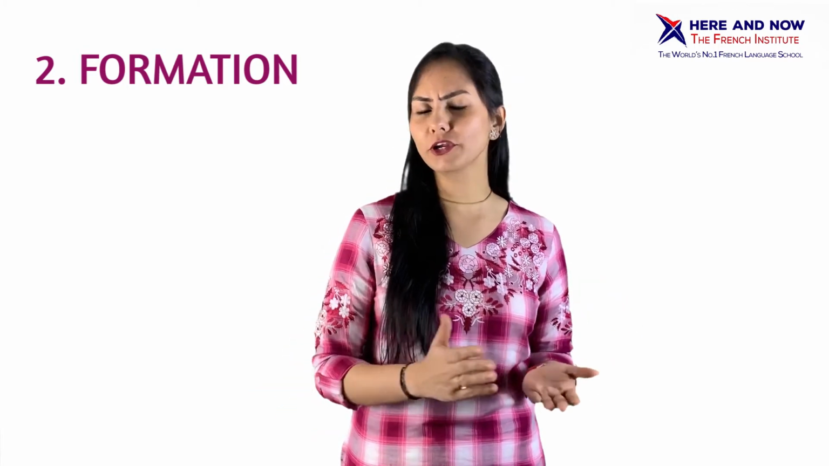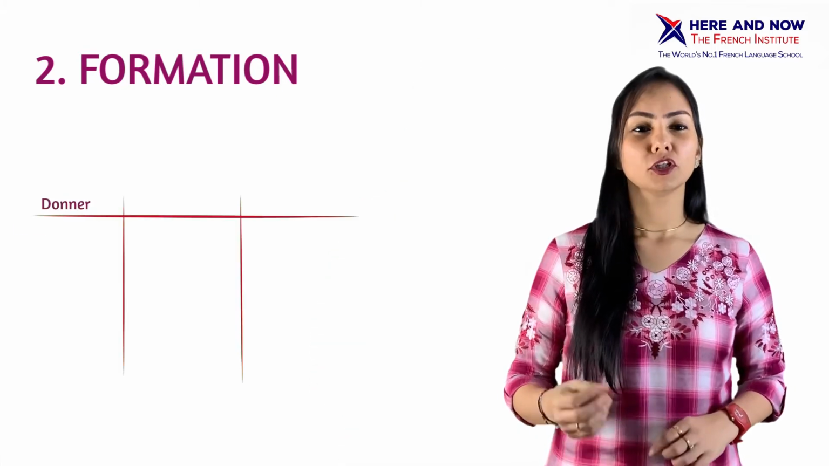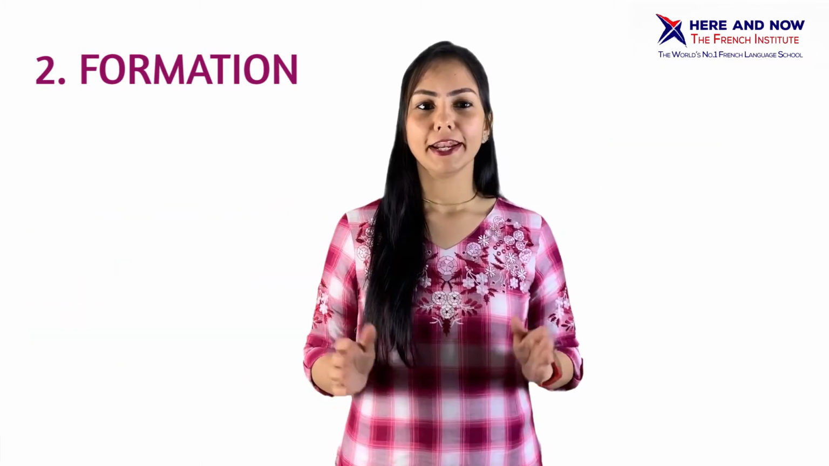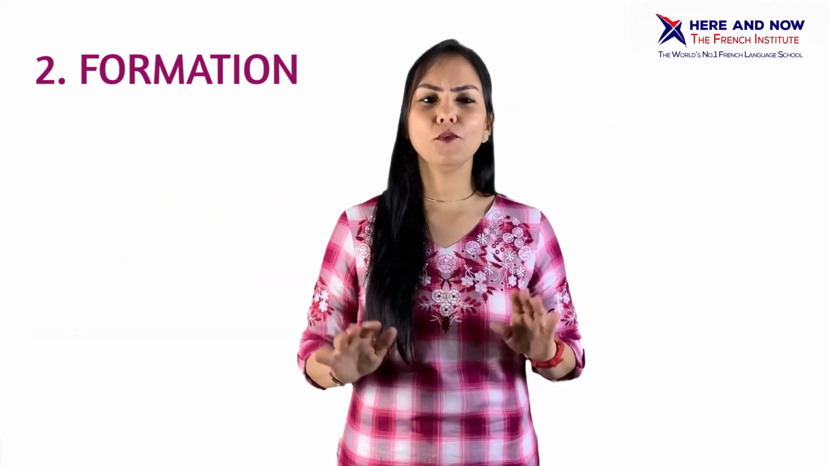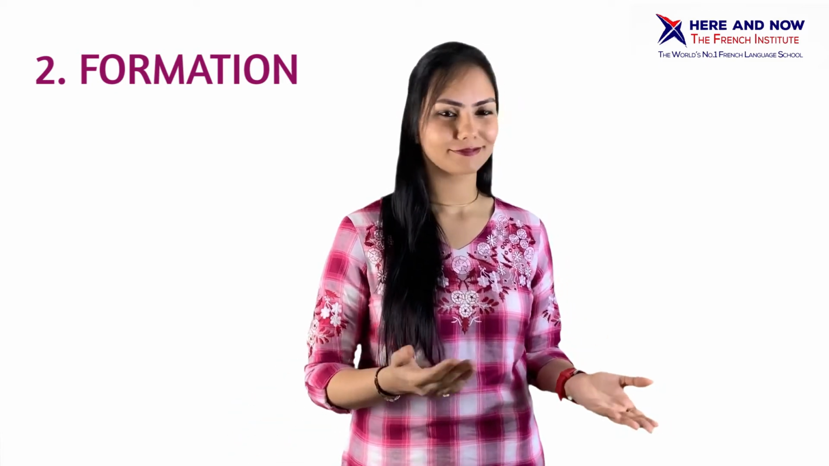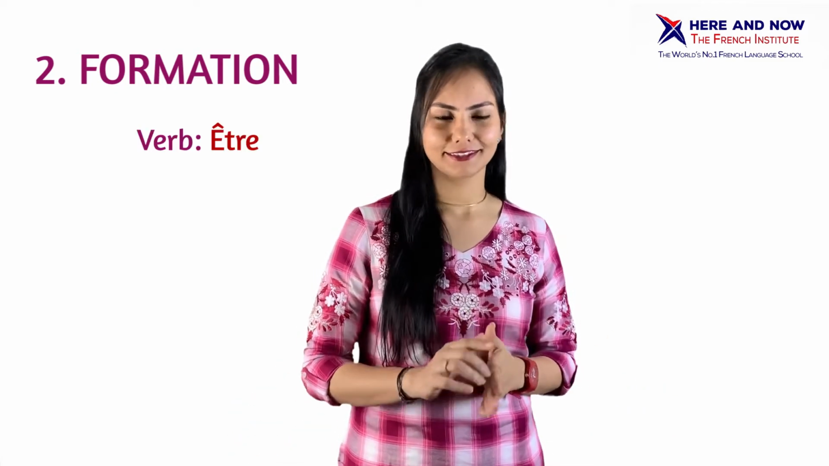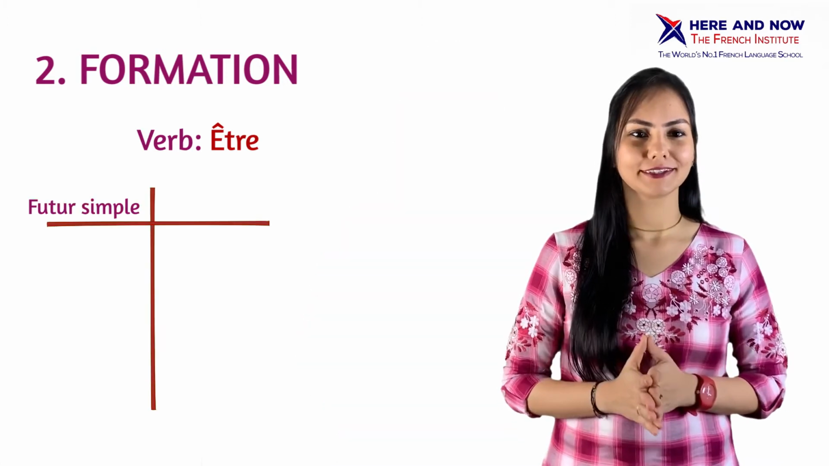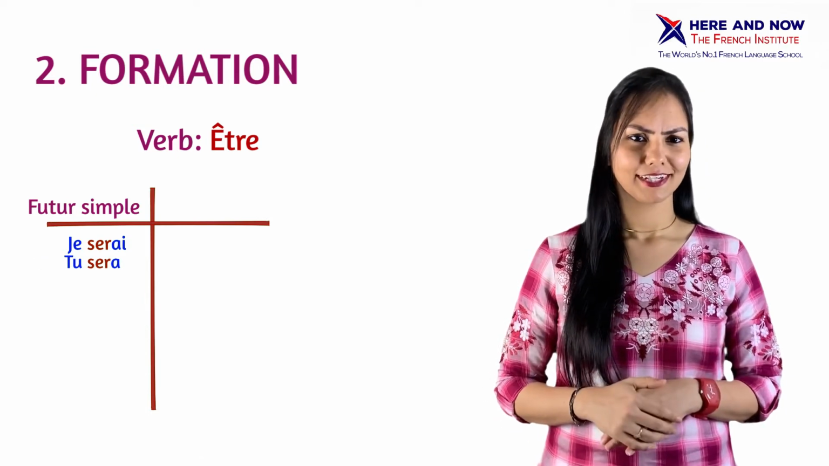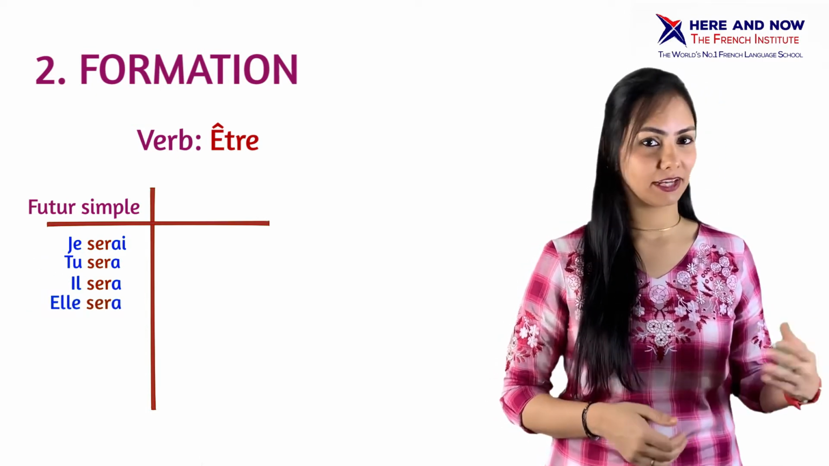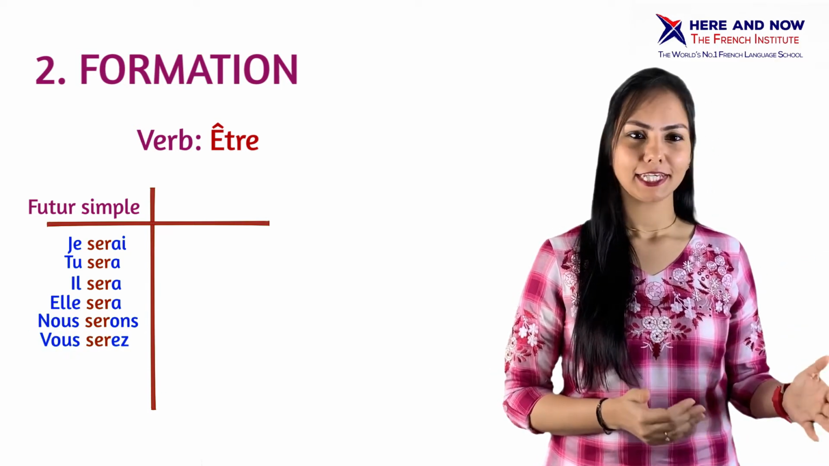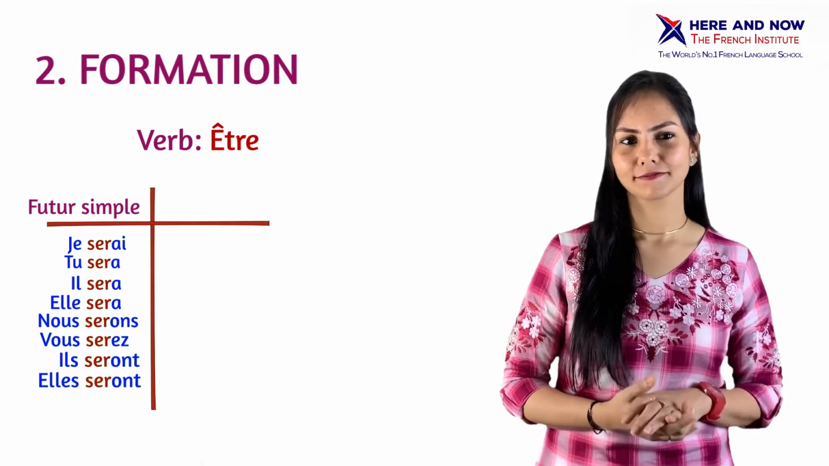Let's see a few more regular verbs like donner, finir, vendre. Now a few irregular verbs. However, if you've learned future simple well, then this is going to be easy too. Let me start with être. In future simple, je serai, tu seras, il sera, elle sera, nous serons, vous serez, ils seront, and elles seront.